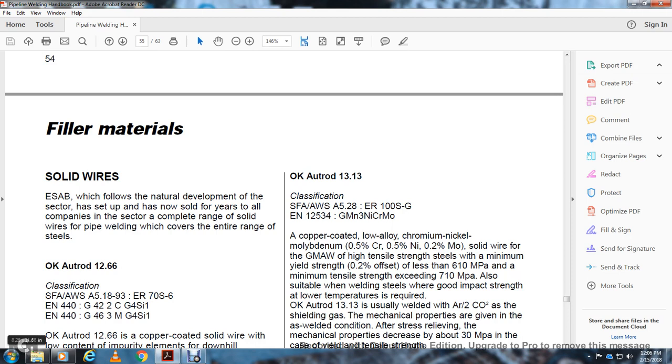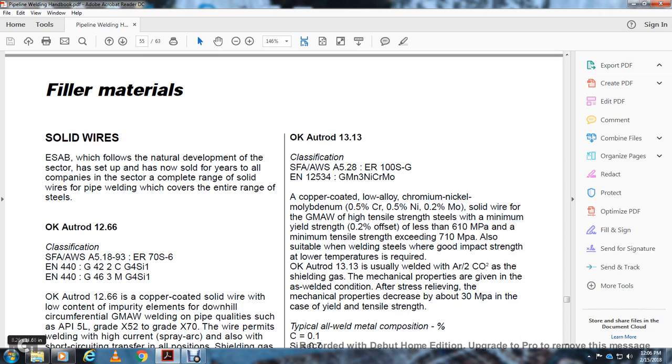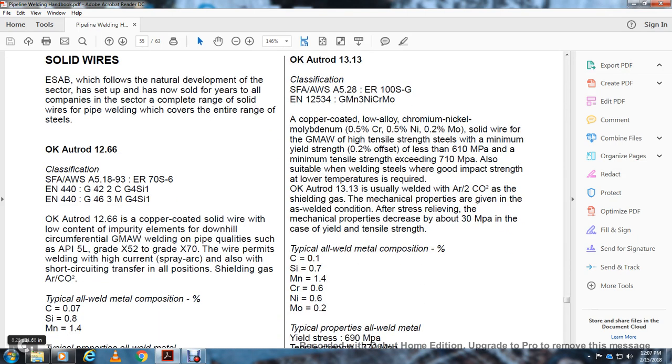The OK Autrod 12.66 is a copper-coated solid wire with a low content of impurity elements, for downhill circumferential gas metal arc welding, giving weld metal quality suitable for steels such as API 5L grade X52 up to grade X70. It also permits welding with high current spray arc, and short circuit transfer in all positions. Shielding gases are argon and carbon dioxide.